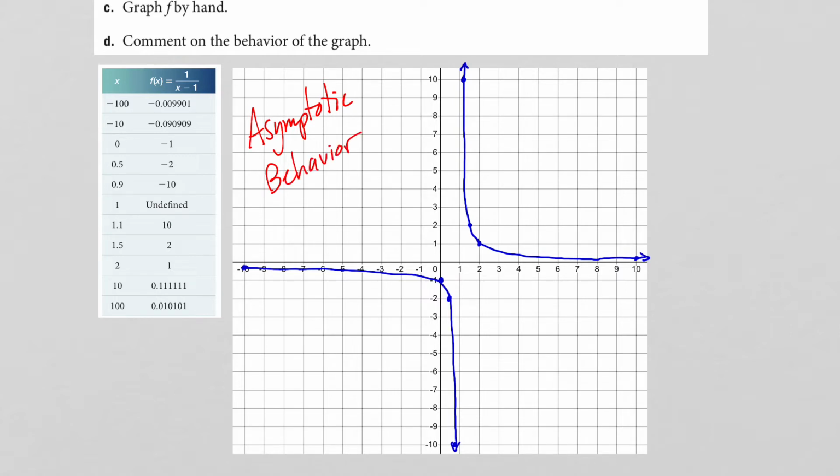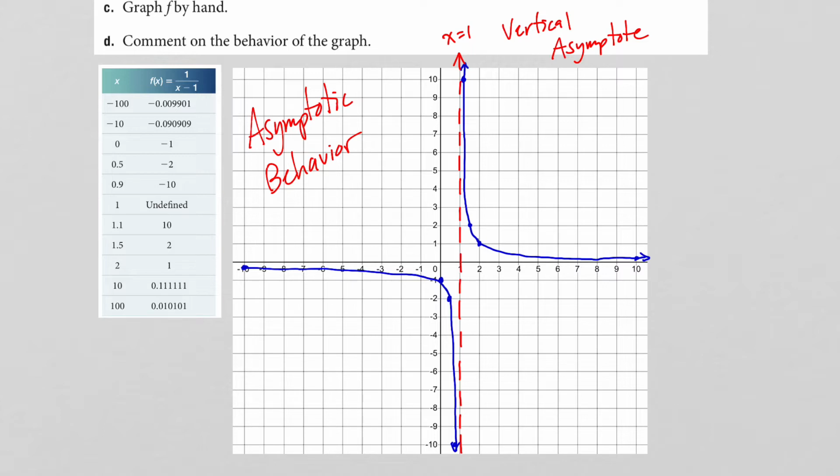And we call it asymptotic behavior because right there at x equals 1, we have what is called a vertical asymptote. So I will draw a vertical line at x equals 1. And this is what that line looks like. And again, that's called a vertical asymptote. We typically do this when we have a restricted value from the domain. Typically, I say, because we don't always do that.